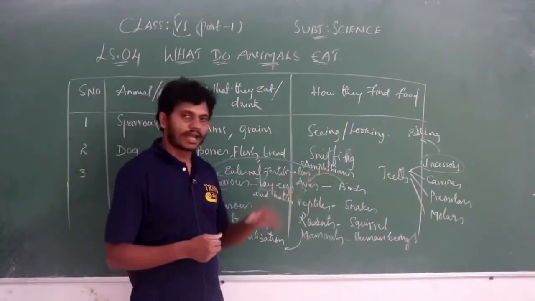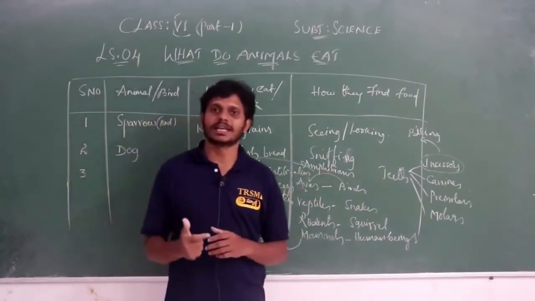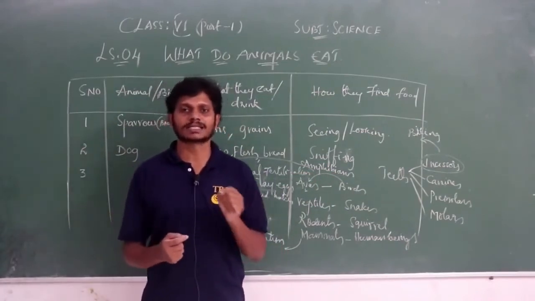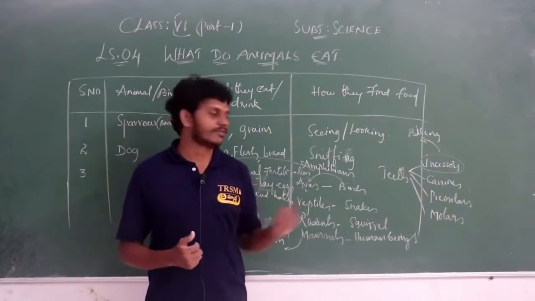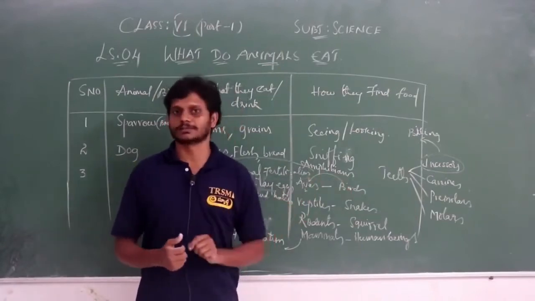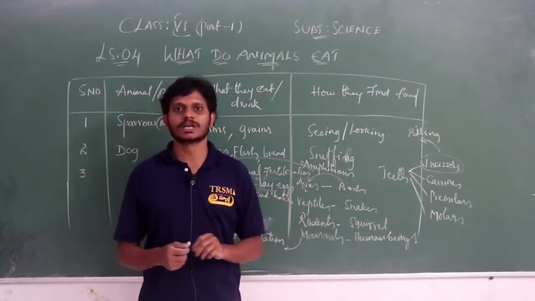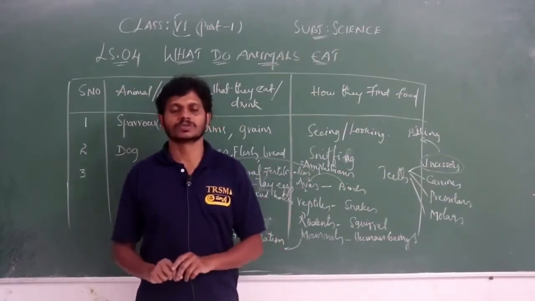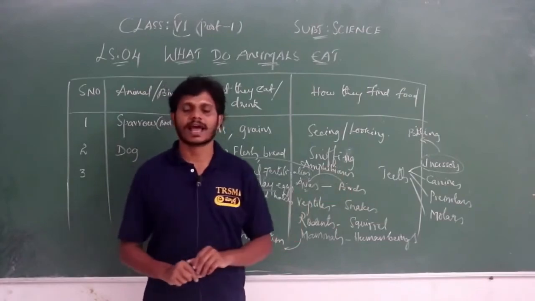Is it clear for you? What are amphibians? Organisms which can live both on land and in water. We call those organisms amphibians. Examples are frog and crocodile. These organisms live on land as well as in water, so we consider these as amphibians.